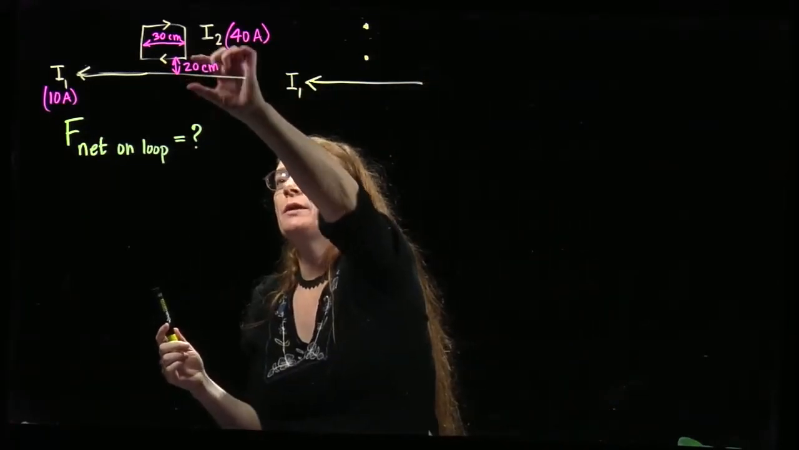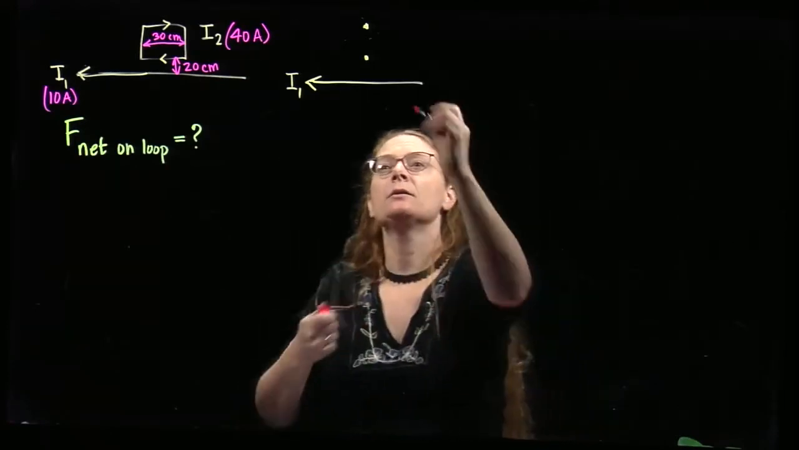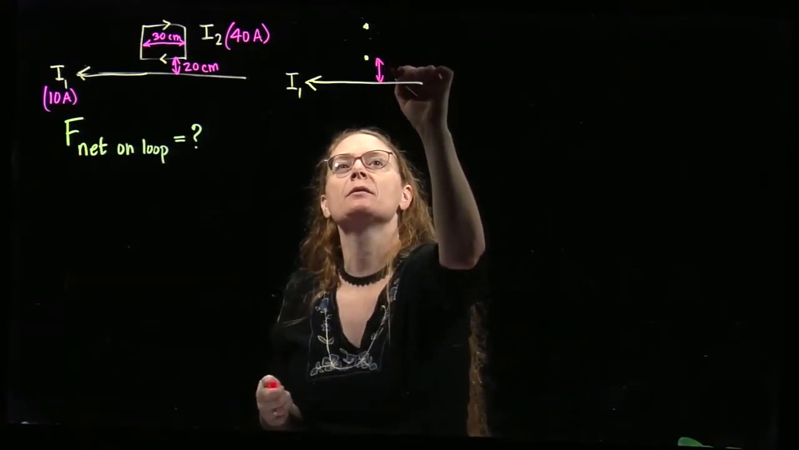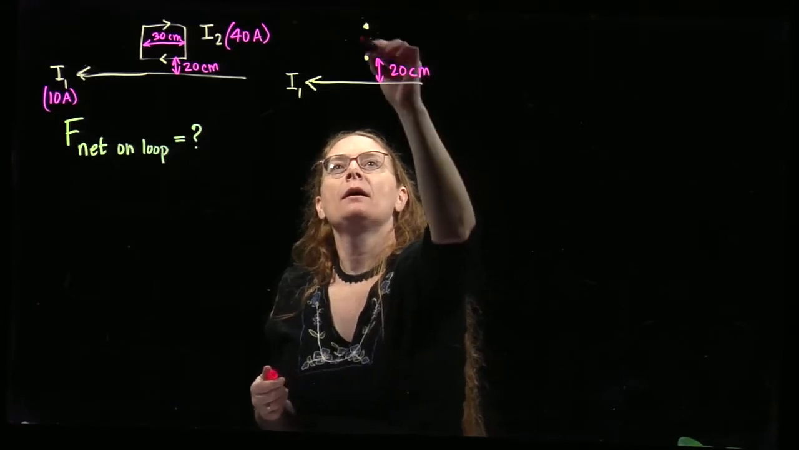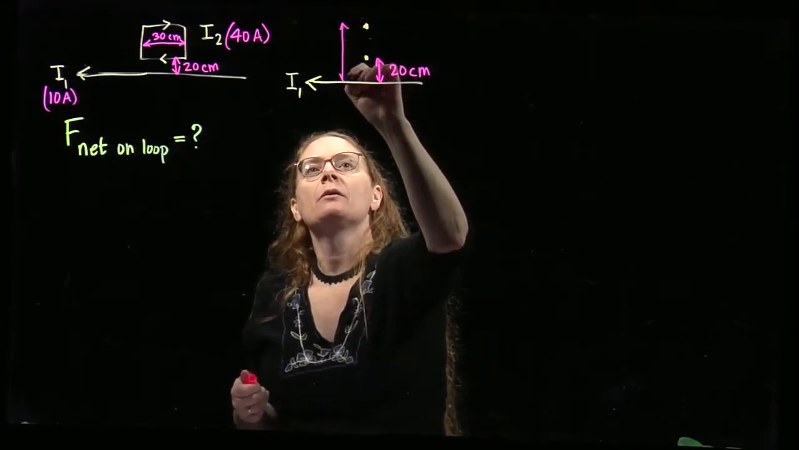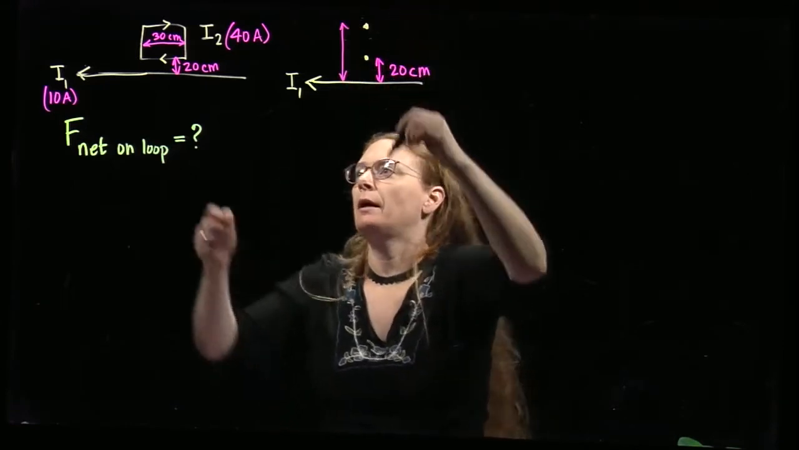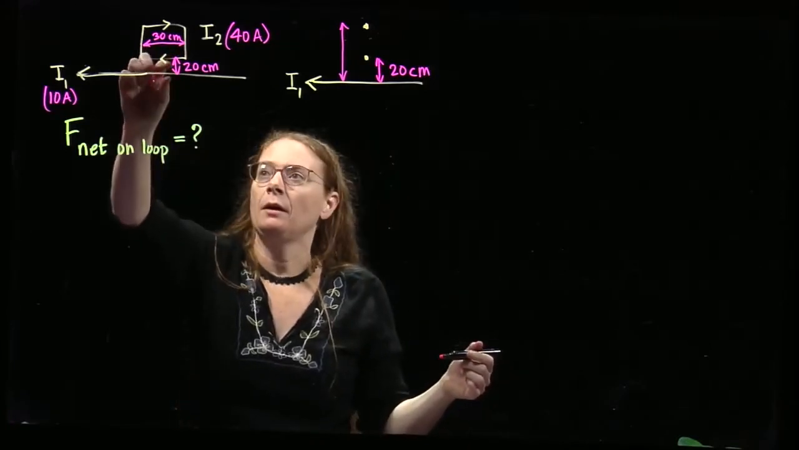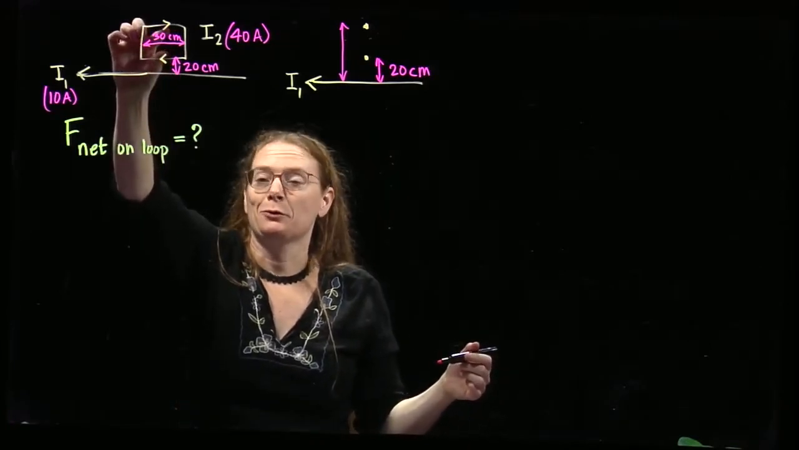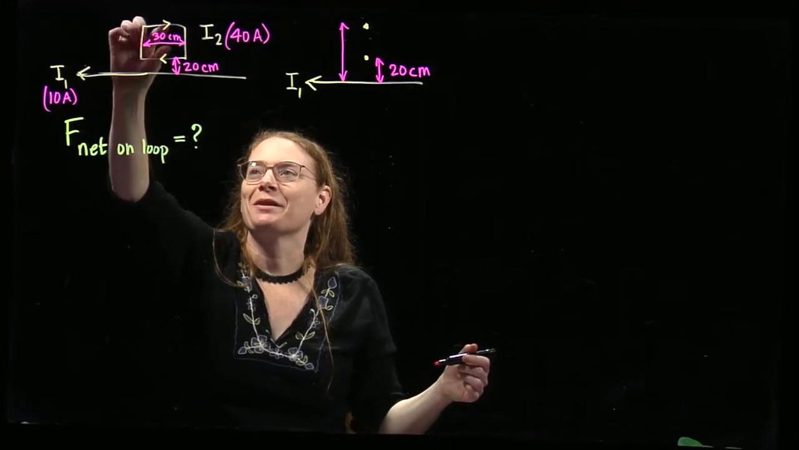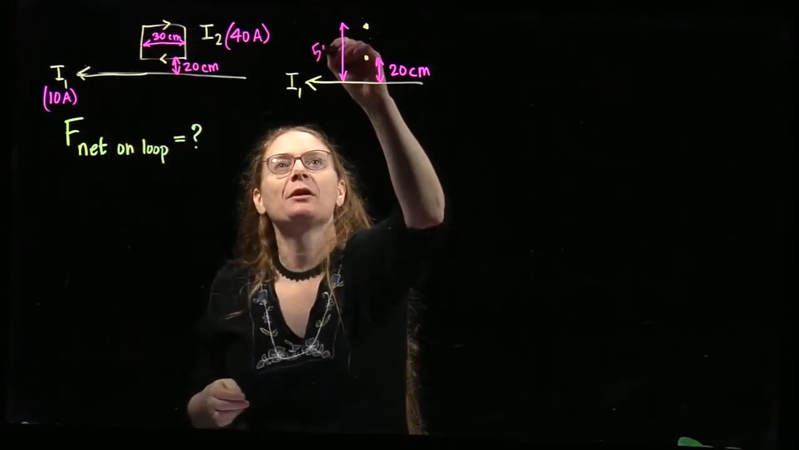So I need to figure out the one that's 20 centimeters away. And then I also need to figure out what the magnetic field is up here at, okay, how far away would that be? Well, if this is 20 and this is a square of 30 centimeters, the total distance here would be 50 centimeters.